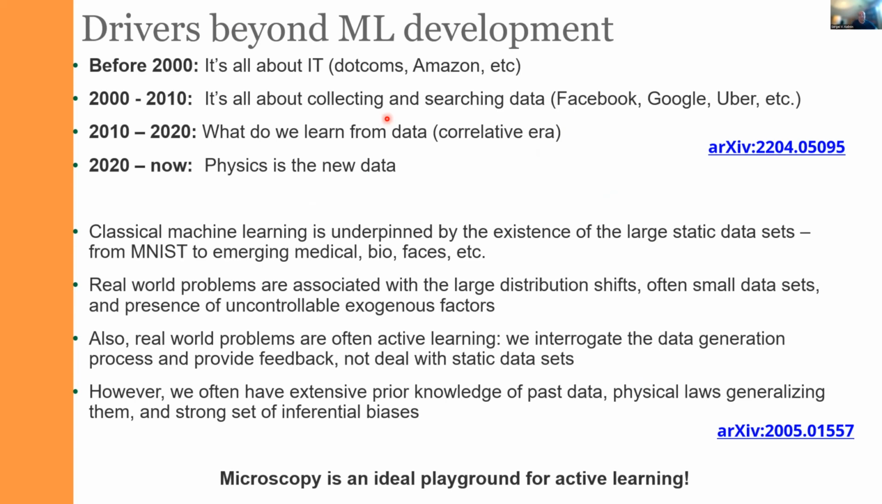So I've shown you this slide in the introductory talk, but before the year 2000, everything was about IT. So development of the internet, as exemplified in the dot-coms, companies like Amazon and so on and so forth. By the year 2000, the leading companies in that domain appeared, and companies like Facebook, Google, Uber, and so on have become big. Their primary business model was based on collecting and searching the data.